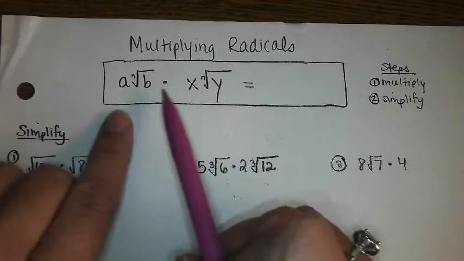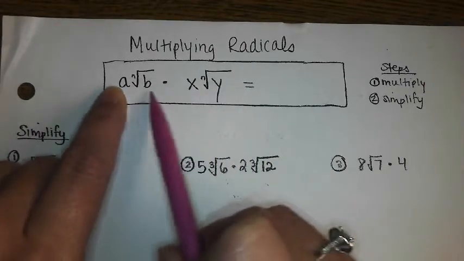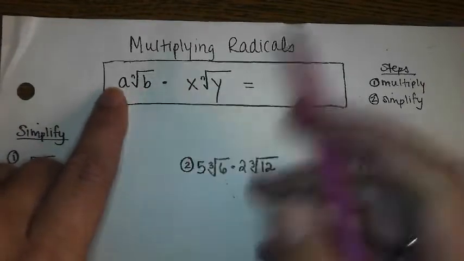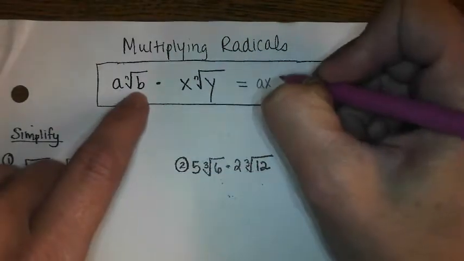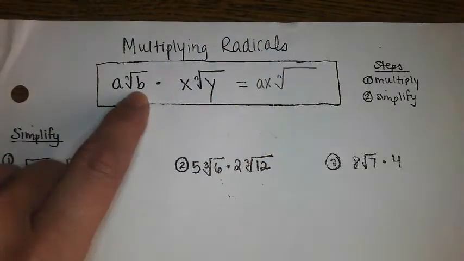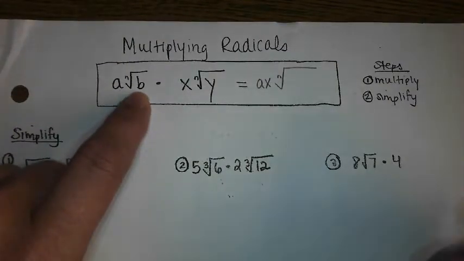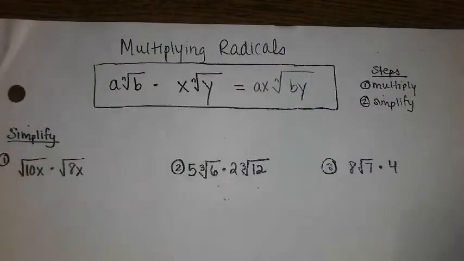Here at the top then, your coefficients, based on the generic way this one is written, are a and x. So a times x is going to be the coefficient. And then it's an nth root, so we're going to keep that. And then b times y. I just switched up what variables were where, but that's the idea. Okay?